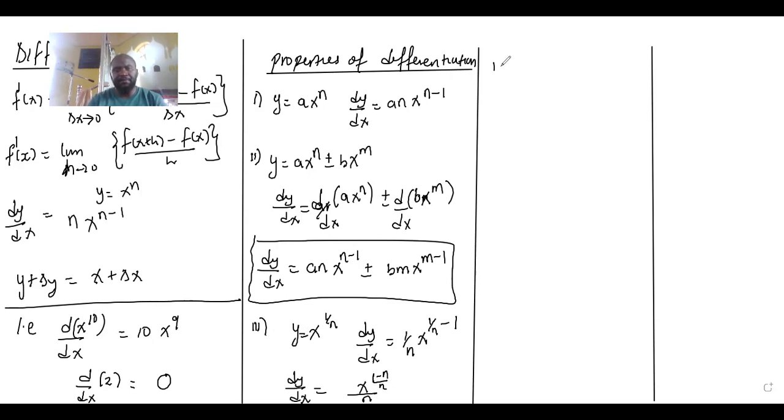The fourth one: when I have y is equal to 1 over x to the power n, this is the same as writing x to the power negative n. So dy/dx will become negative n times x raised to the power negative n minus 1. So this gives us negative n over x to the power n plus 1. So this makes the point that whenever the term is a fraction, the power goes on increasing in the denominator. That is if it's a single function.